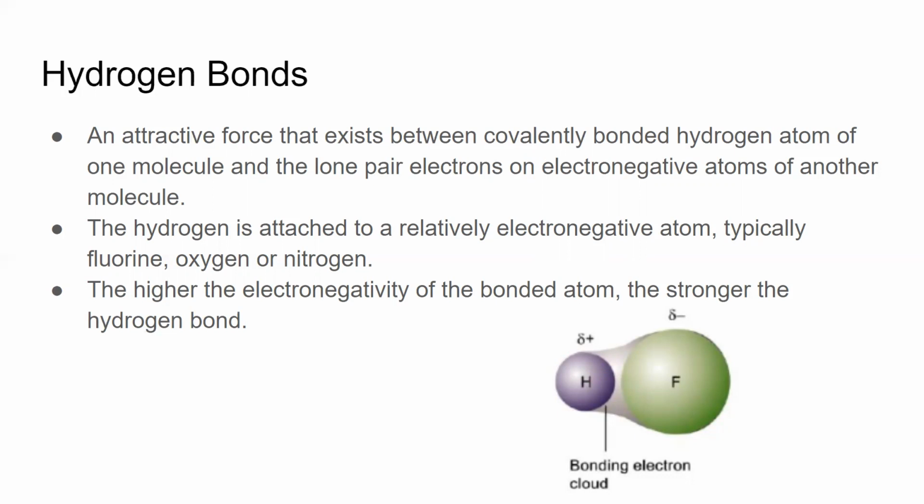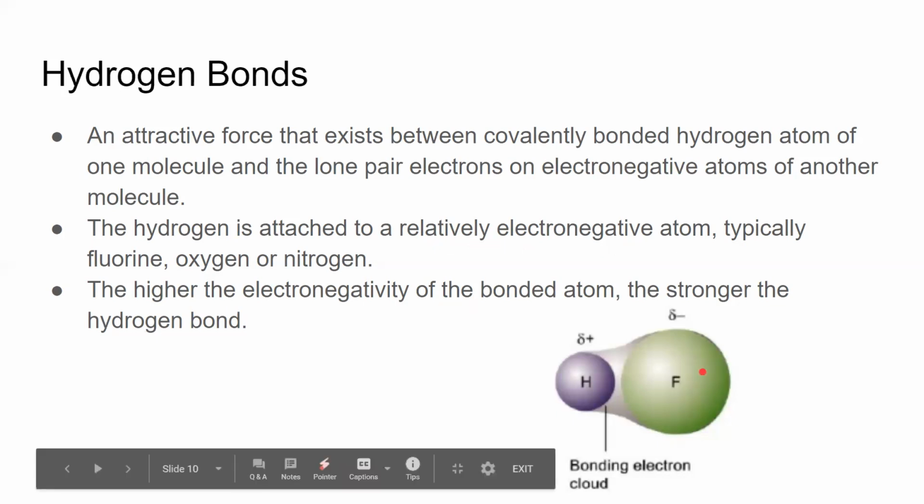To form a hydrogen bond, you must have a hydrogen that is attached to an electronegative atom. Typically, we're talking fluorine, oxygen, or nitrogen. And the higher the electronegativity of the bonded atom, the stronger that hydrogen bond is going to be.